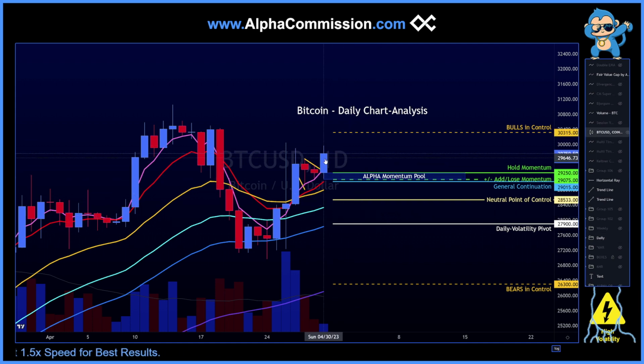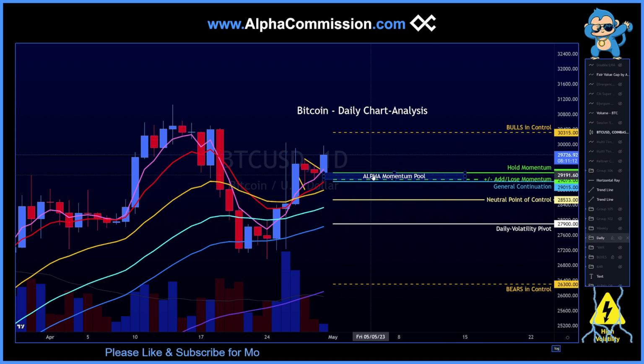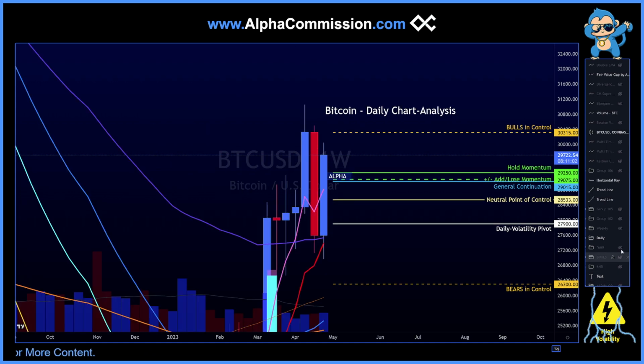But I would think that we might have an opportunity to just kind of range a bit between the neutral to the bullish zone. But I am biased a little bit towards just holding the momentum pool and trying to go for that bullish control zone. Why is that? Because we do have a weekly closing. Let's jump over to the weekly.